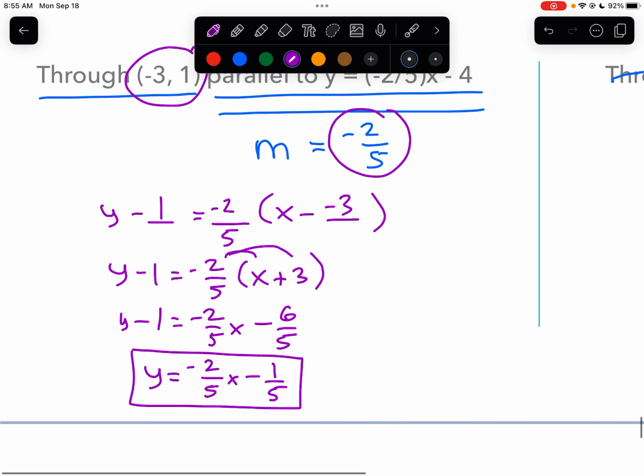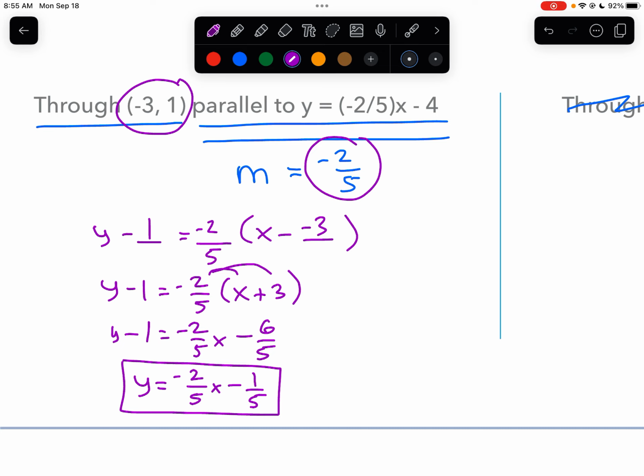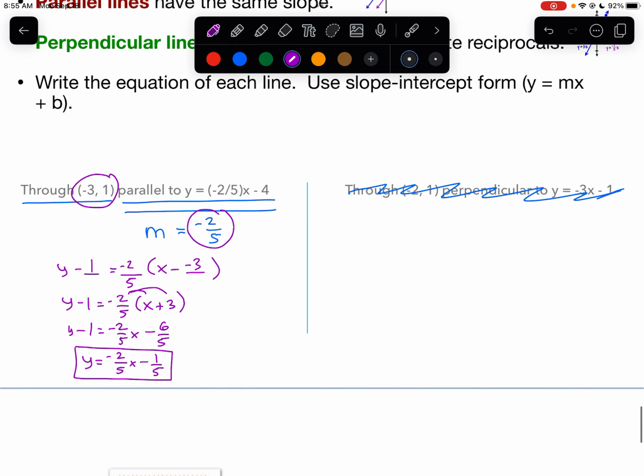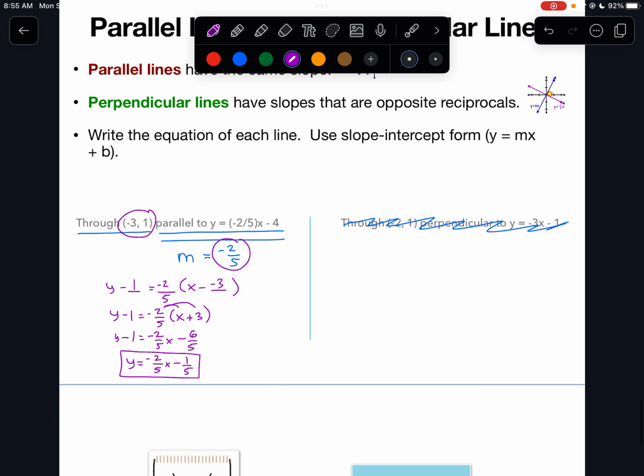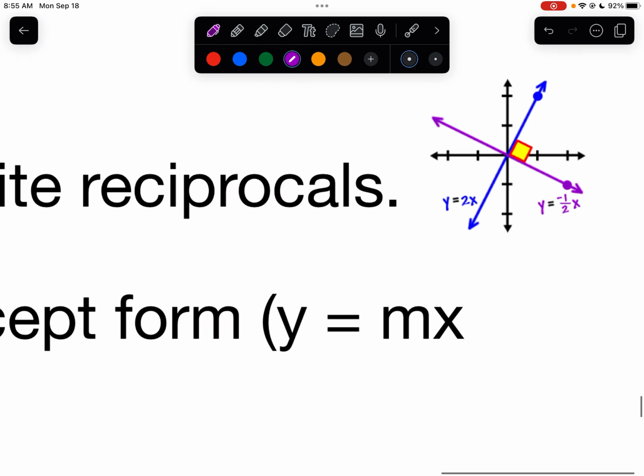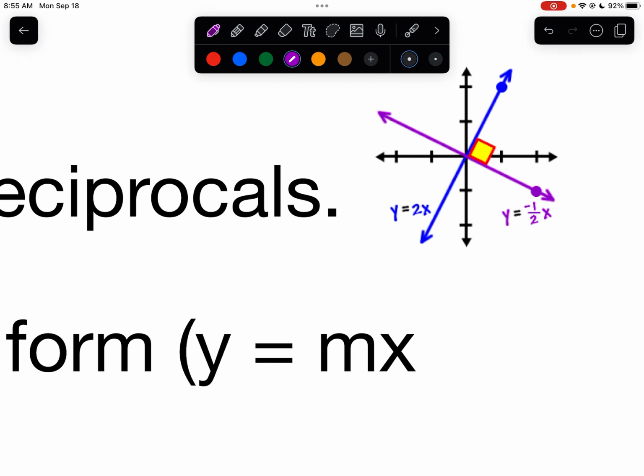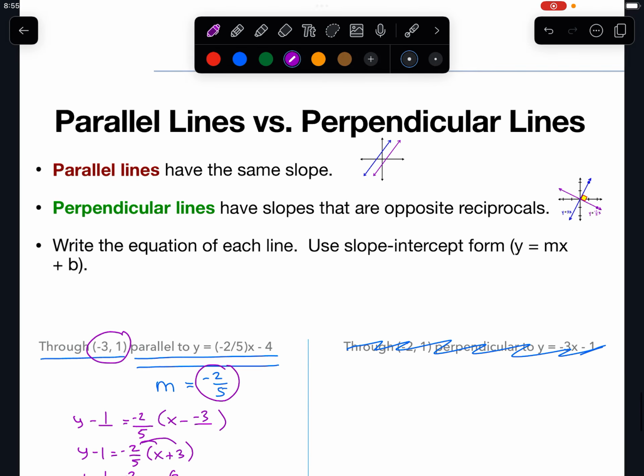So here we have a line that's parallel to y equals -2/5 x minus 4, but this line passes through the point -3, 1. That parallel nature helped us to identify what the slope of our line needed to be. A perpendicular example would be very similar. Just recognize then that your slopes would be opposite reciprocals, kind of like these two up here, a slope of 2 and a slope of -1/2.